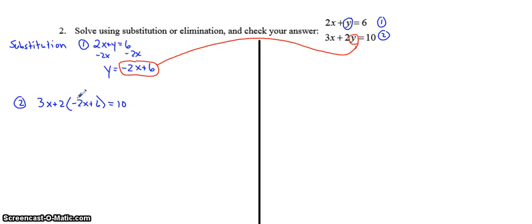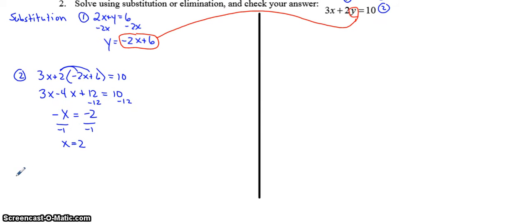Let's solve this equation. Distributive law. And 3x minus 4x is negative 1x, or just negative x. And we're going to subtract 12 from both sides. So 10 minus 12 is negative 2. Divide both sides by negative 1, and that gives you x is equal to 2.